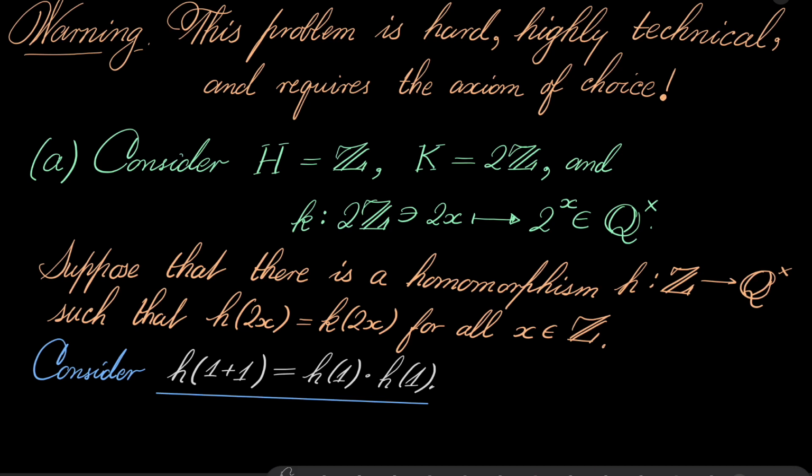Well, let's consider, as I suggested, H to be the set of integers, K to be the set of even integers, and we define k, which takes 2x to 2 to the power of x. Obviously, H is a group. Obviously, K is a subgroup, because if we take two even numbers, again, after addition, we get an even number. If we take an even number, the opposite of it is also even. And 0 is, of course, an even number.